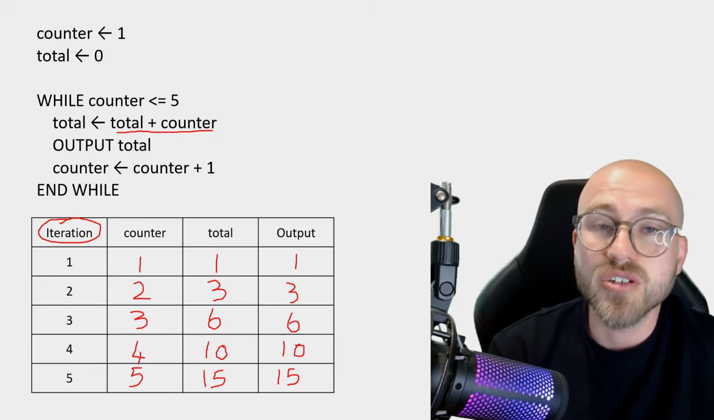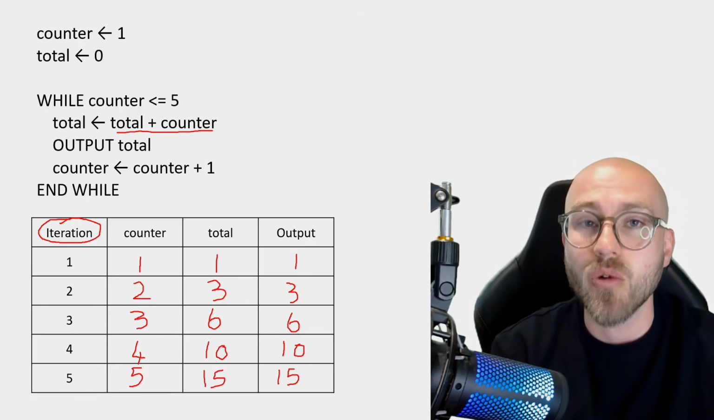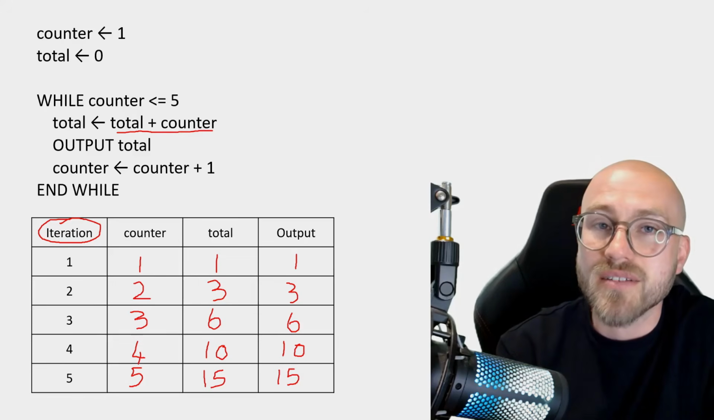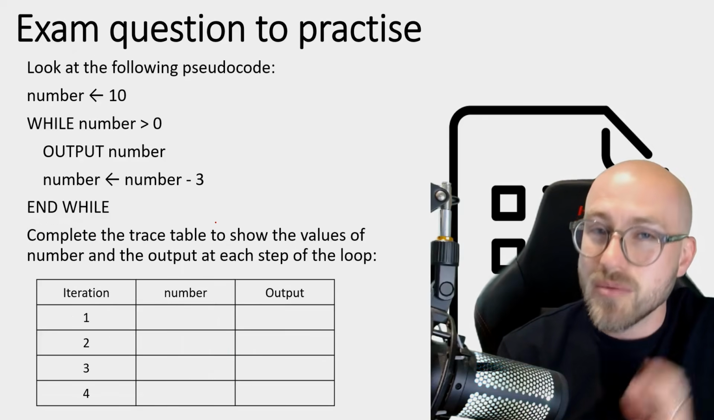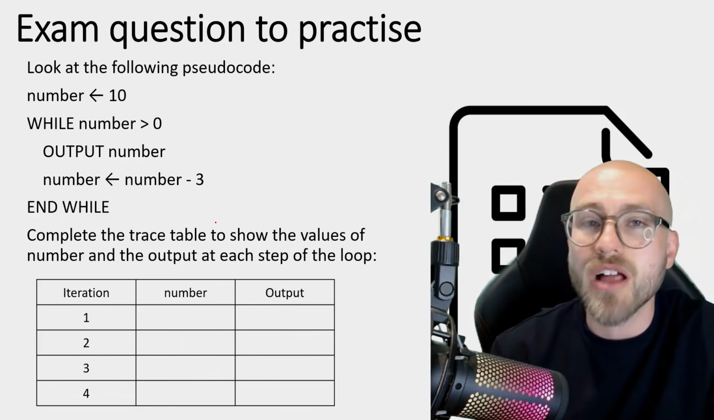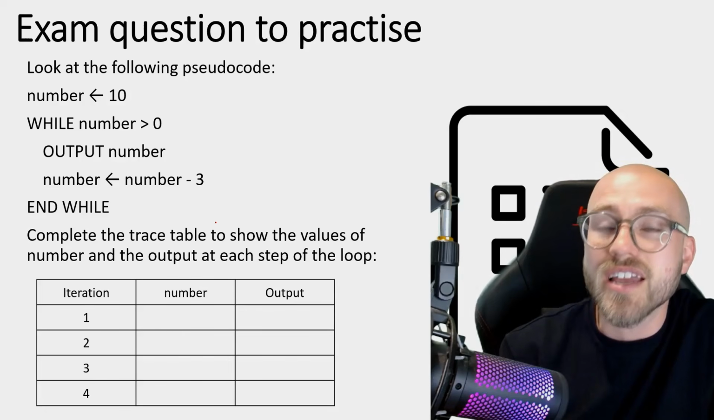If this wasn't what the user was expecting, at least they now know what's going wrong and how they can fix it. So we've got an exam question to practice. It's going to be quite similar to the previous one, but maybe slightly easier because we've only got one variable and one output that we are recording in the trace table.